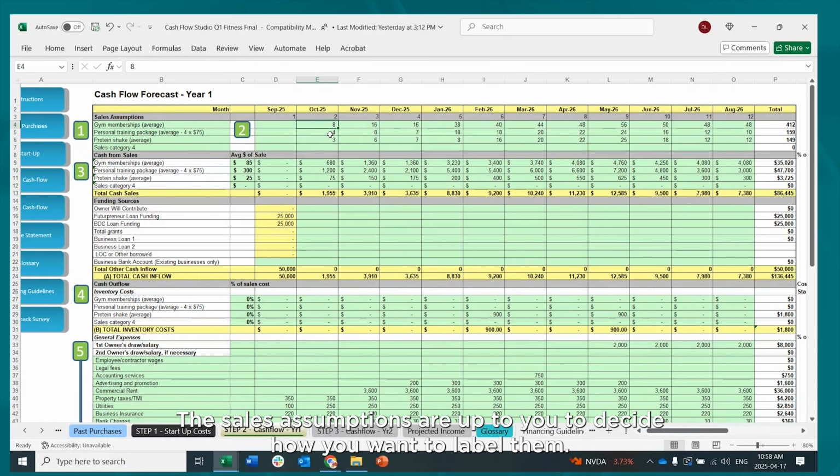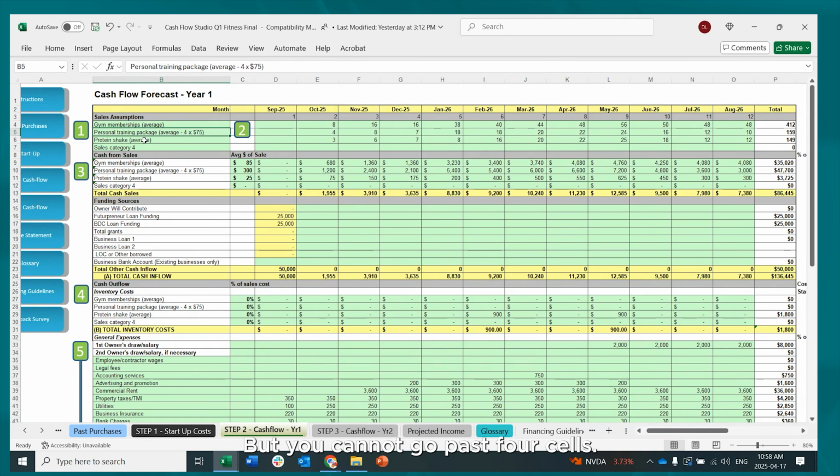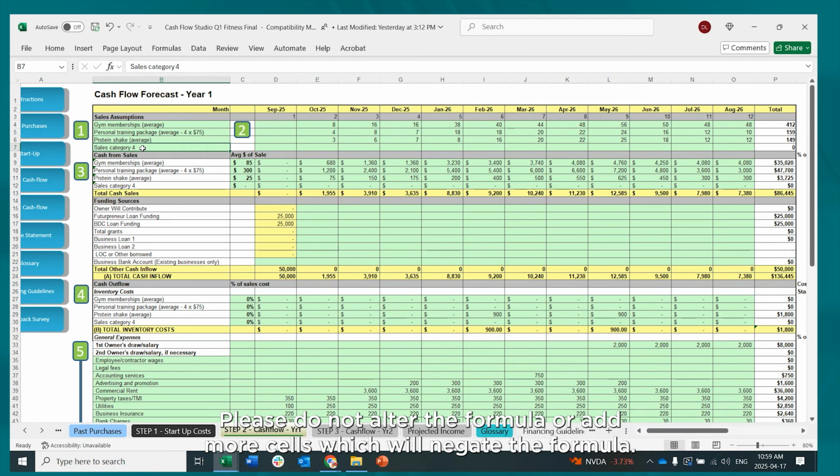The sales assumptions are up to you to decide how you want to label them, but you cannot go past 4 cells. Please do not alter the formula or add more cells, which will negate the formula, and now you will need to add and subtract every month manually. If you have many products or services, you will either need to group them or come up with an average, which is what I get most of my clients to do.